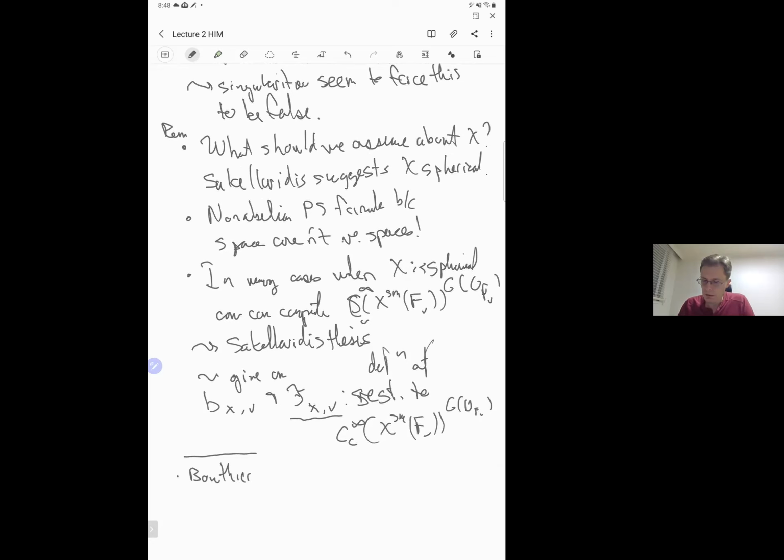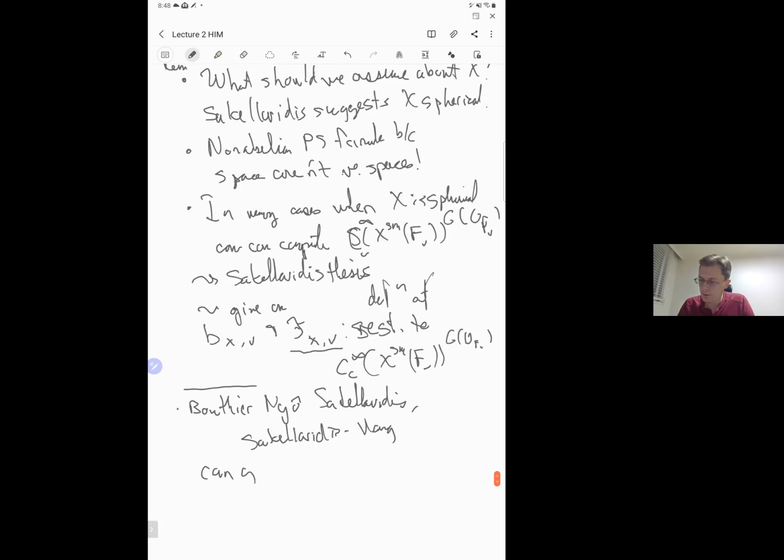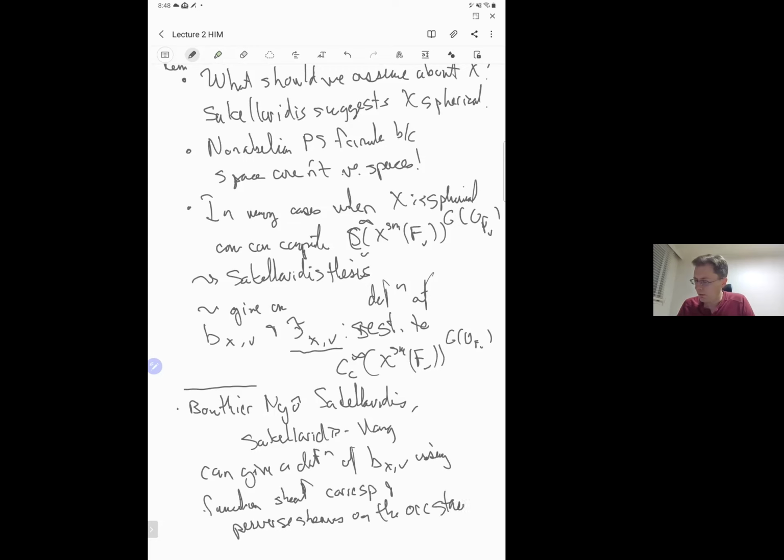So Bouthier, Sakellaridis, and Sakellaridis-Wang can give a definition of EXV using the function-sheaf correspondence and perverse sheaves on the arc space. Okay.